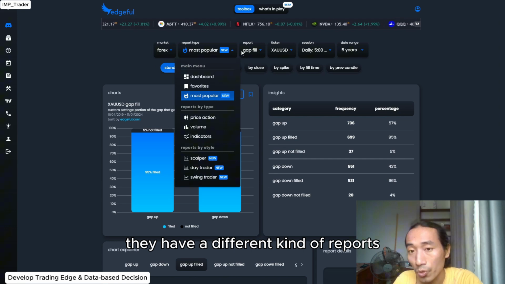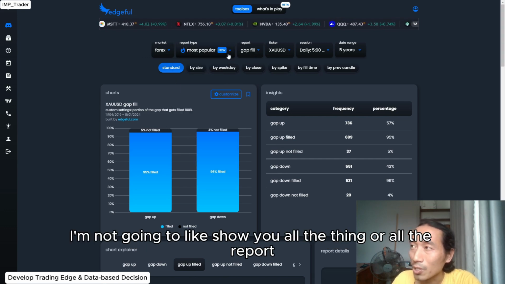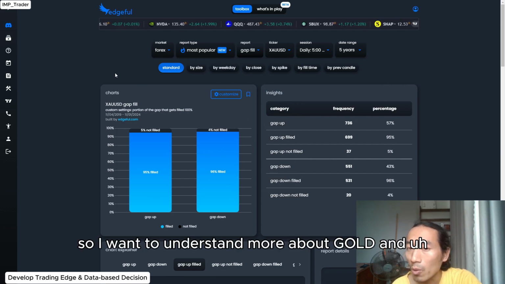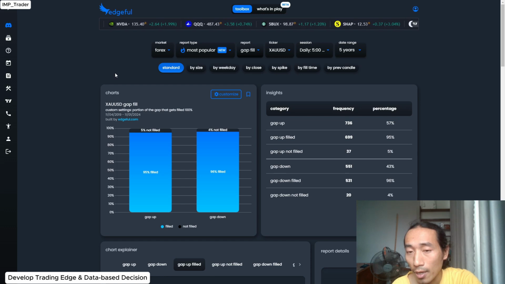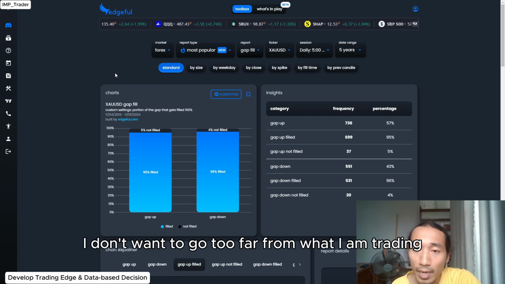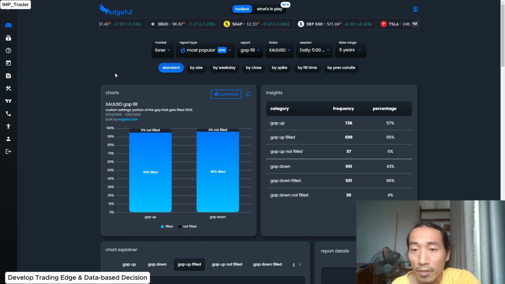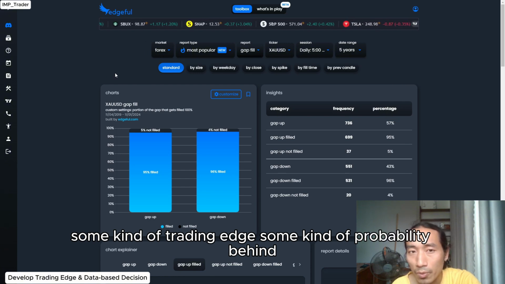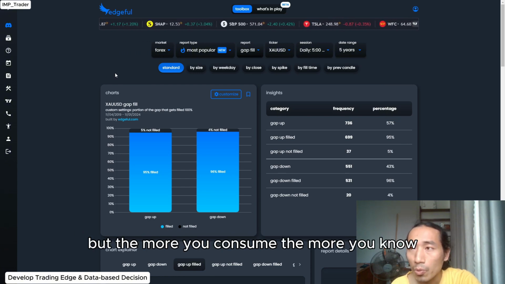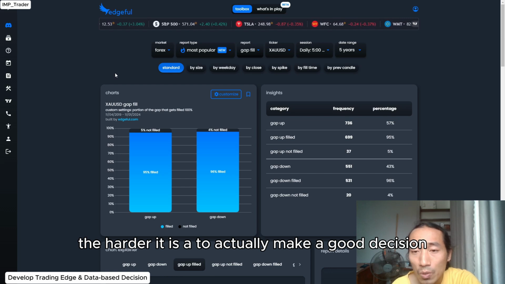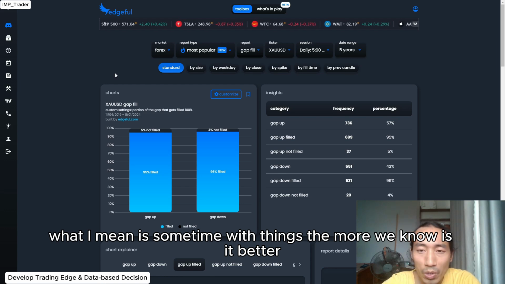They have different types of reports. I'm not going to show you all the reports, because currently I am trading Gold, right? So I want to understand more about Gold, and I don't want to go too far from what I am trading, because besides, the data usually has some kind of benefit, some kind of trading edge, some kind of probability behind it. But the more you consume, the more you know, the harder it is to actually make a good decision.